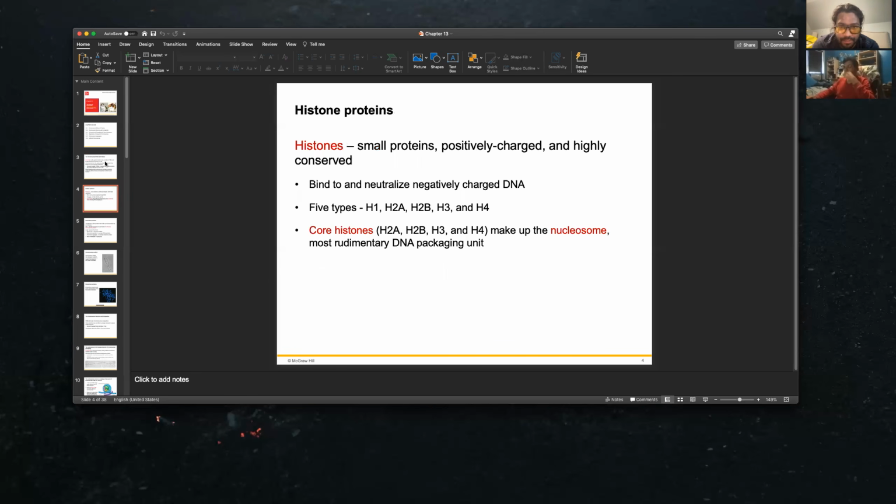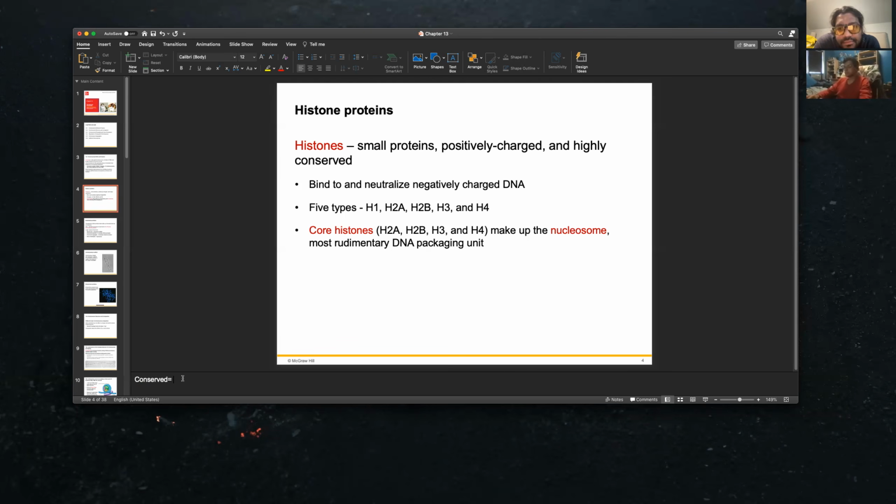So they're positively charged and highly conserved. Conserved is always going to mean evolutionarily. They bind to and neutralize negatively charged DNA. There are 5 types. These are the core ones. They make up the nucleosome, which is just the rudimentary, elementary DNA packaging unit.